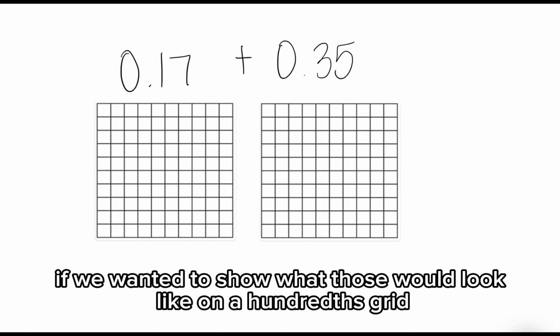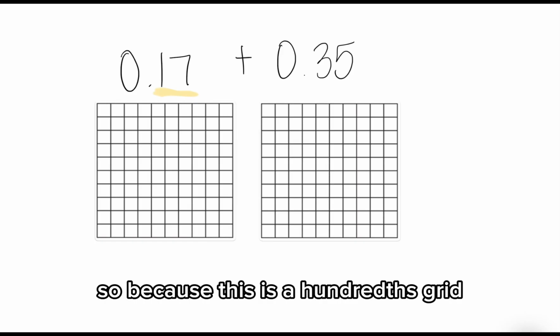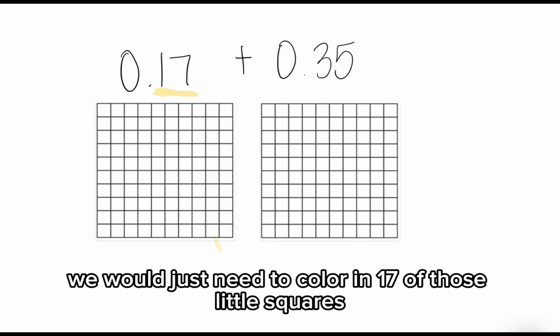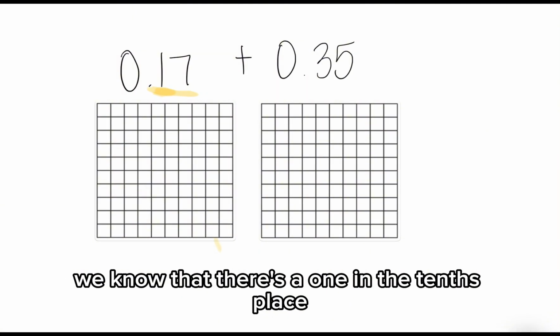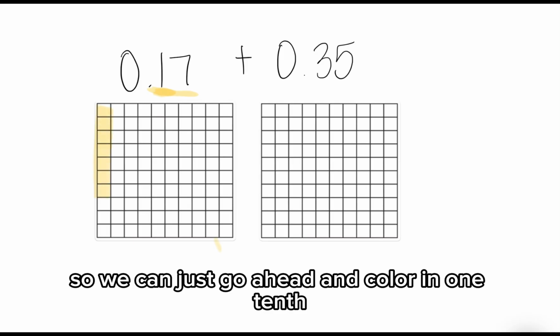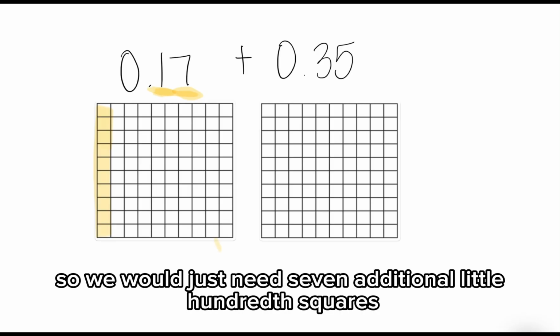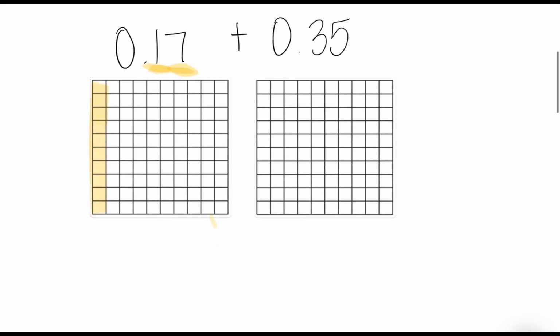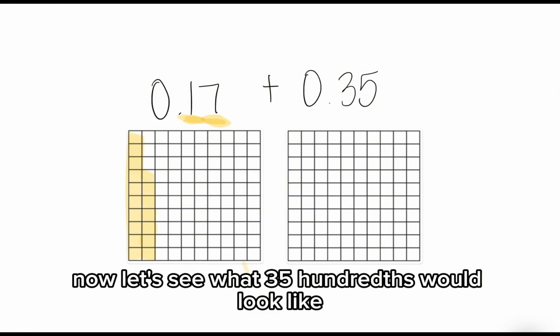If we wanted to show what those would look like on a hundreds grid, it would look like this. 17 hundredths. Because this is a hundreds grid, we would just need to color in 17 of those little squares, or we can use what we know about place value. We know that there's a 1 in the tenths place, so we can just go ahead and color in 1/10, and then a 7 in the hundredths place, so we would just need 7 additional little hundredth squares. So that's what 17 hundredths would look like in a hundreds grid. Now let's see what 35 hundredths would look like.